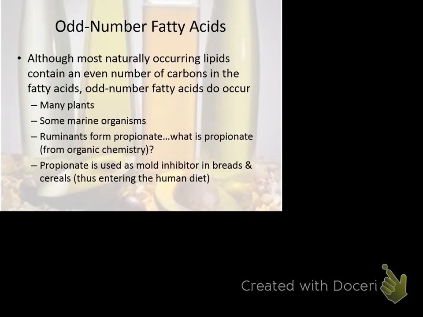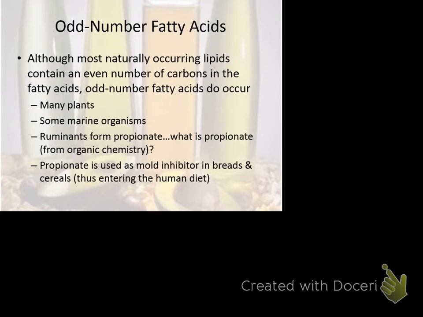As I mentioned before, the vast majority of naturally occurring lipids have even numbers. We've seen them 12, 14, 16, 18, and 20. Those are the common ones. However, there are a few that have odd-numbered fatty acids. Plants can do this, certain marine organisms, and ruminants. And ruminants form propionate, which from organic chemistry comes from propionic acid. That just means it's lost its hydrogen.